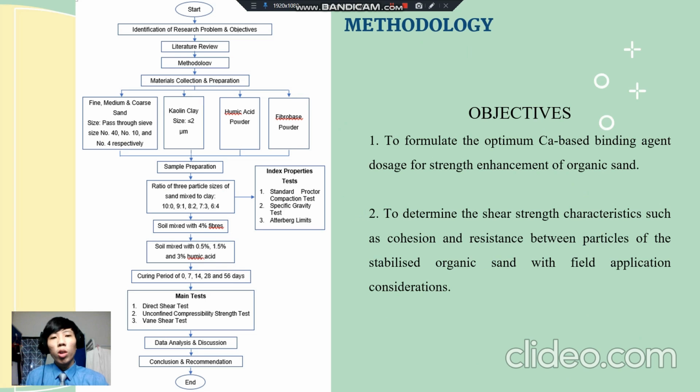Next is the presentation on the methodology of the study. The infographic shows the research process. The stage is started by identifying research problem and objectives, literature review, and methodology. The material collection and preparation will be discussed further in the next slide. And then, numerous main tests will be conducted in this study to achieve the objectives of the study.